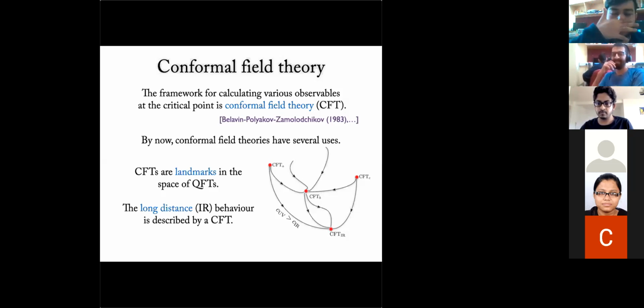Can you please repeat your last line? I'm sorry, I actually missed that. Yes, so I was saying that 3D Maxwell theory is an example of a theory which has scale invariance, but it's not conformally invariant. So it's not invariant under special conformal transformations, but it's invariant under dilatations.